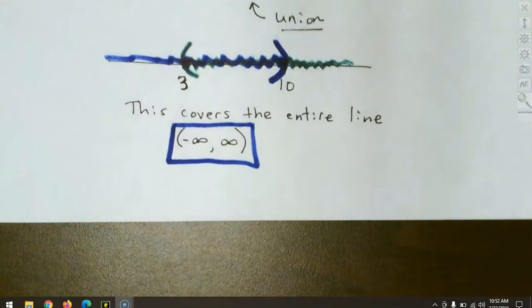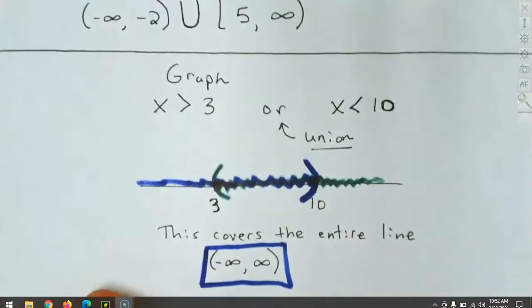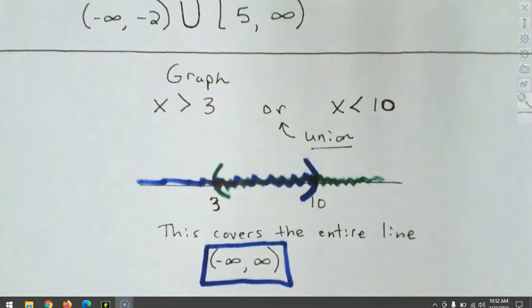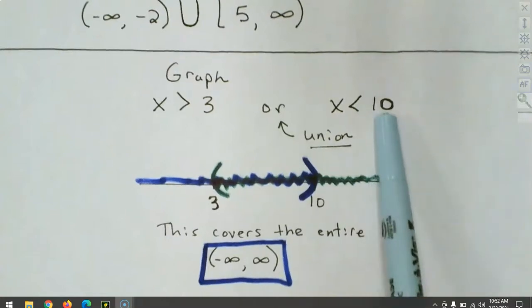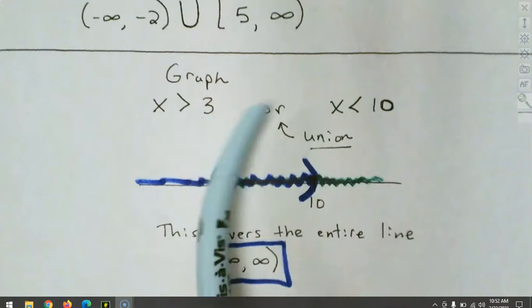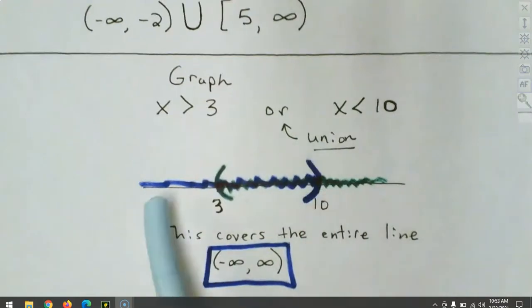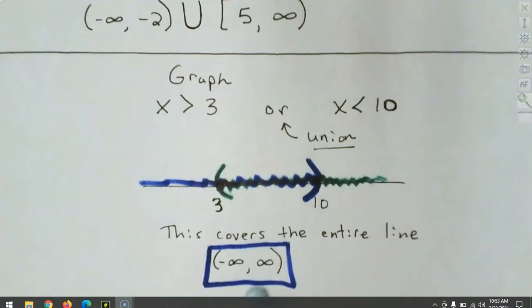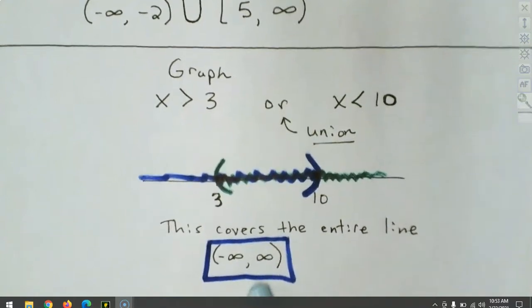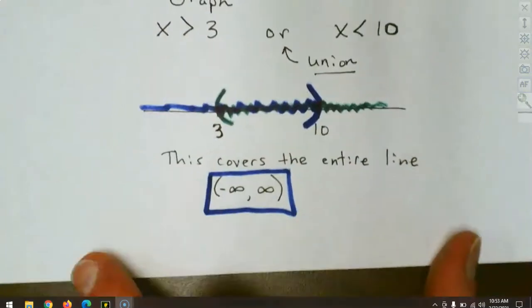And if we think about it, numbers that are bigger than 3 or smaller than 10, well, that's a lot of them. So you can have things like 5. 5 is bigger than 3, smaller than 10. You can have 12, because 12, right, is bigger than 10. It doesn't have to be both of them, just one of them. Or means union, so we put them together. So we have an infinite number of answers, so we use negative to positive infinity.